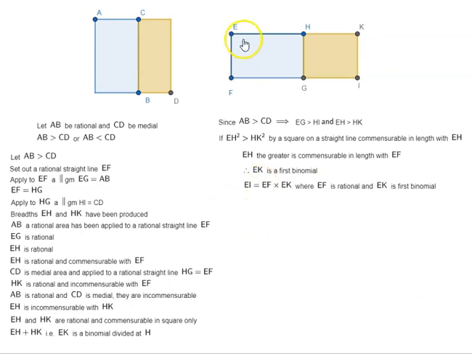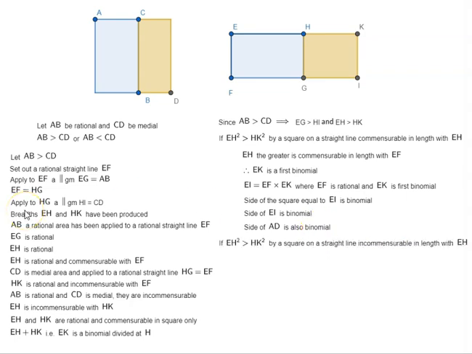Now, EI is equal to the rectangle contained by EF and EK, where EF is rational and EK is a first binomial. So that means the side of the square equal to EI is binomial. Since EI is equal to AD, the side of AD is also binomial.